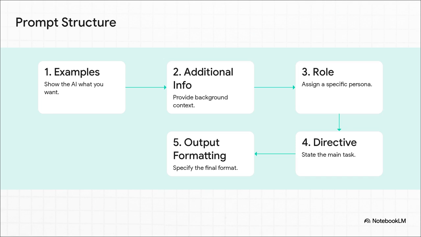You know, something a lot of people miss is that the order of your instructions actually matters a lot. A super effective way to structure your prompt is to put the main command, the directive, dead last. You start with examples, give it context and a role to play, and then, right at the very end, you tell it what you want it to do. This really helps focus the AI's attention right where you want it.